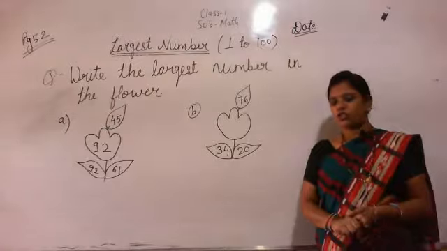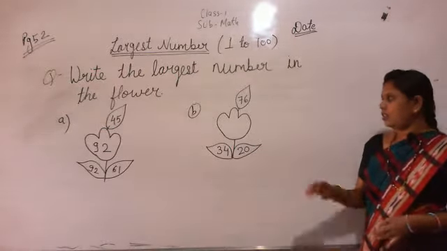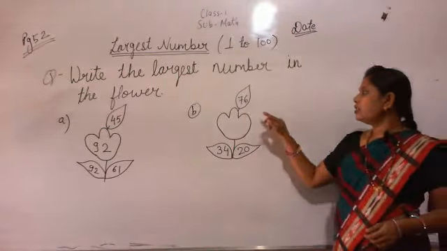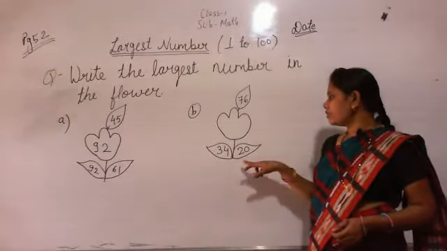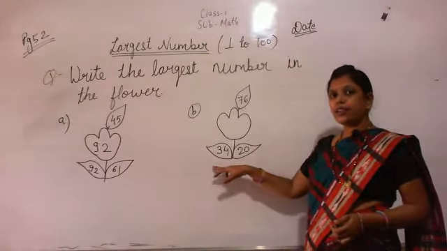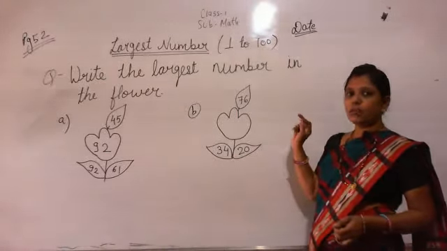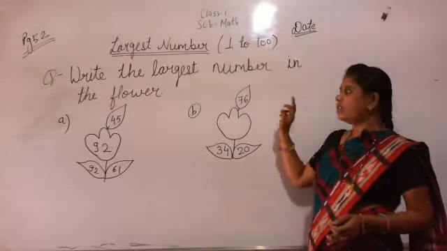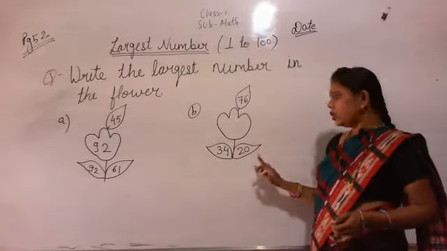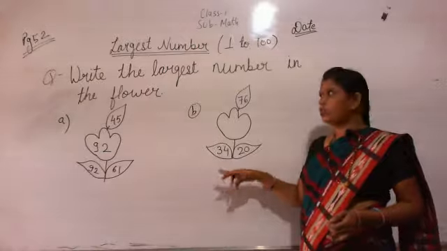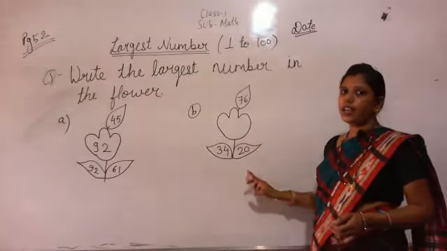Now first of all we will read the numbers. So what are the numbers written? 76, 20 and 34. What are the numbers? Again read it. 76, 20 and 34.